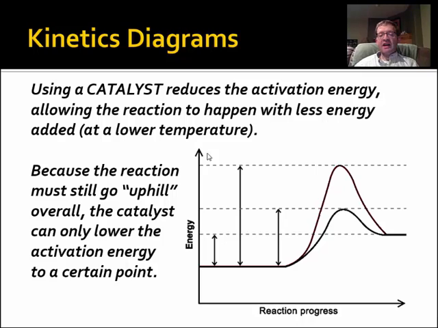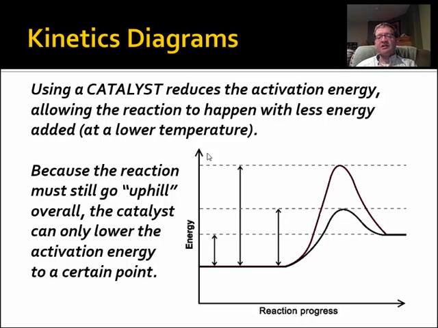Catalyst, again, all the catalyst can do is reduce the activation energy. It can only get it so low. It can't make that sort of a little dip instead of a hill. If that was going to be a hill of some size, a catalyst can really, really reduce the activation energy successfully and make a reaction go a lot more quickly.